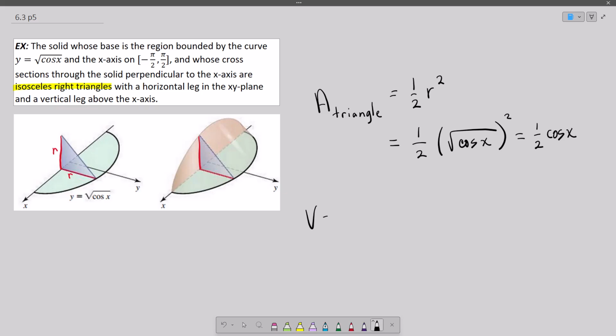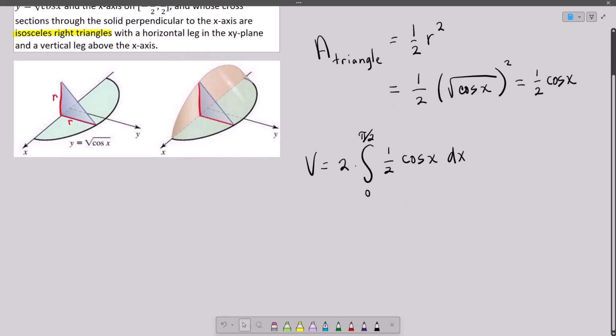Our volume will be 2 multiplied by, we'll do the most intuitive one, which is 0 to pi over 2. And then we're going to integrate our function, which is representing area. And then when we put in the dx, that's inflating the area into a skinny volume, a slice. And that integral is going to give us the volume. So the 2's cancel. We integrate cosine to get sine. We're integrating from 0 to pi over 2.